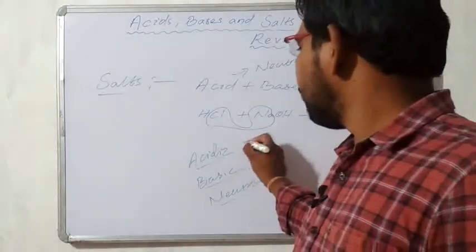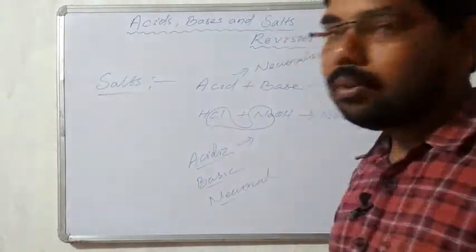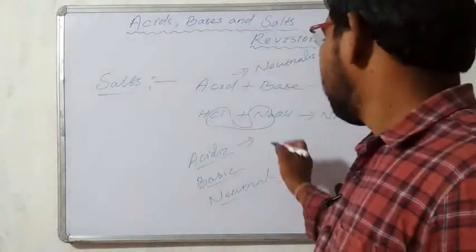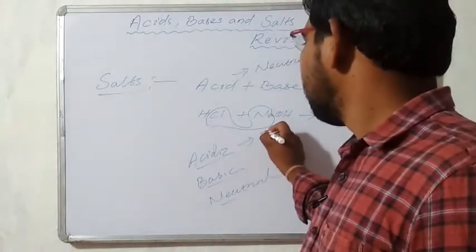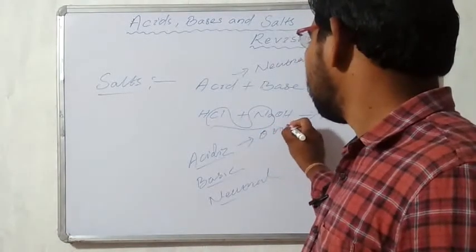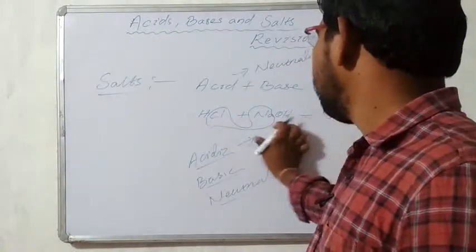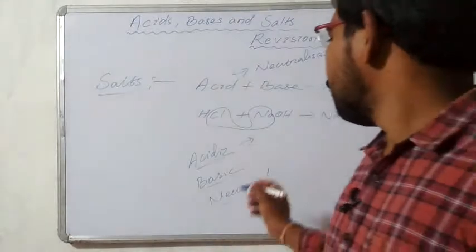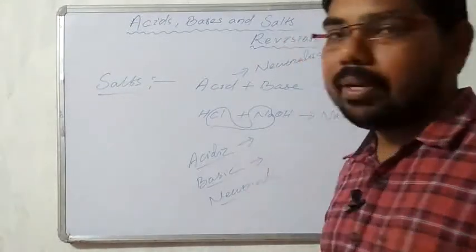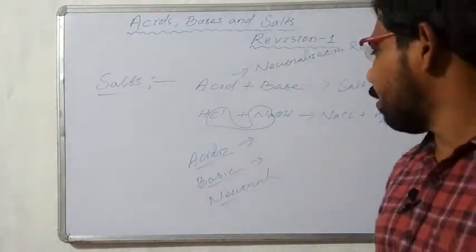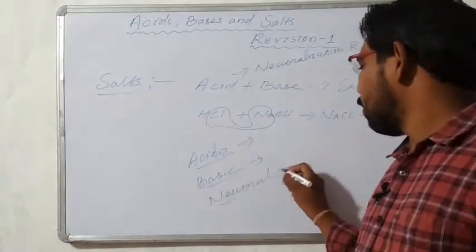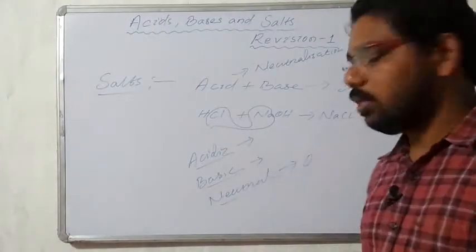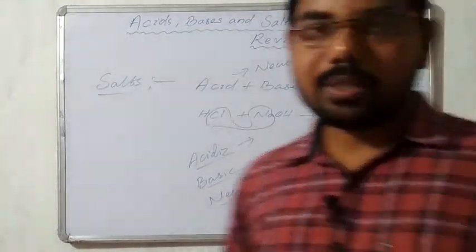The salt with a pH below 7, from 0 to 6 or 6.9, means below 7, that is an acidic salt. The salt with a pH of more than 7 is a basic salt. And the salt with a pH value of 7 is the neutral salt.